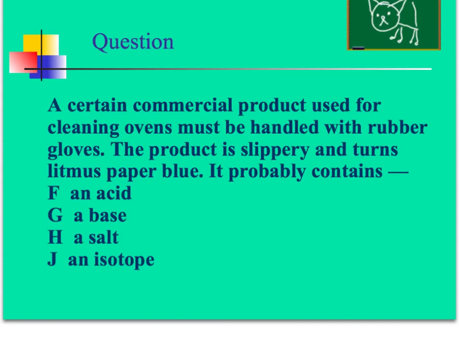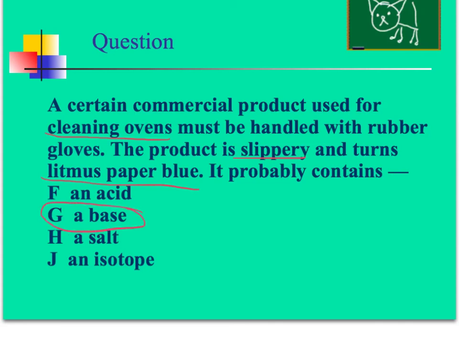Alright, last question. A certain commercial product used for cleaning ovens must be handled with rubber gloves. The product is slippery and turns litmus paper blue. Probably contains, is it an acid, a base, a salt, or an isotope? Well, let's look at the problem. It says cleaning ovens, the product is slippery and turns litmus paper blue. These three properties are for a base.